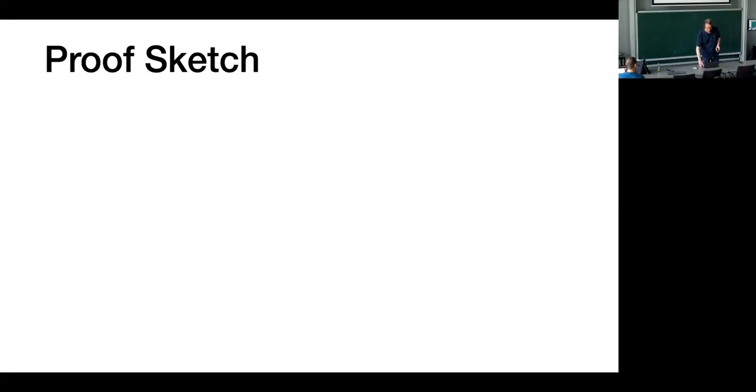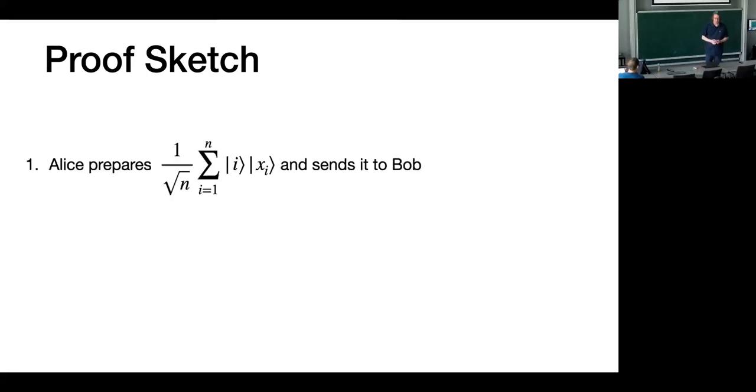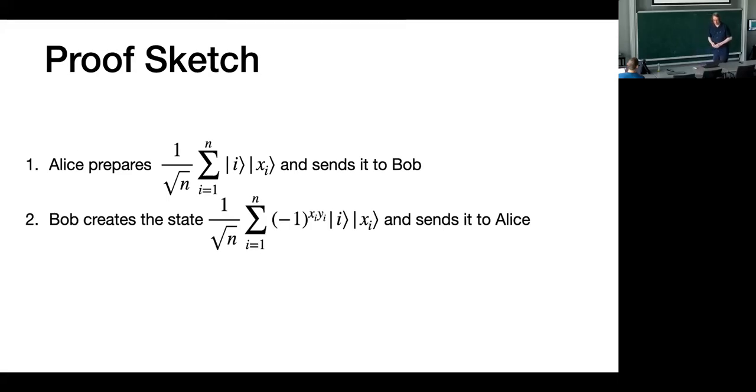So how can I do that? First I describe a standard quantum protocol. There's no qubit restriction here. So Alice prepares a state that is a superposition of the i's and the xi's. Bob puts the product of xi, yi into a phase factor, which is easy to do for him. And he leaves the xi where it is, right? And sends this stuff back to Alice.